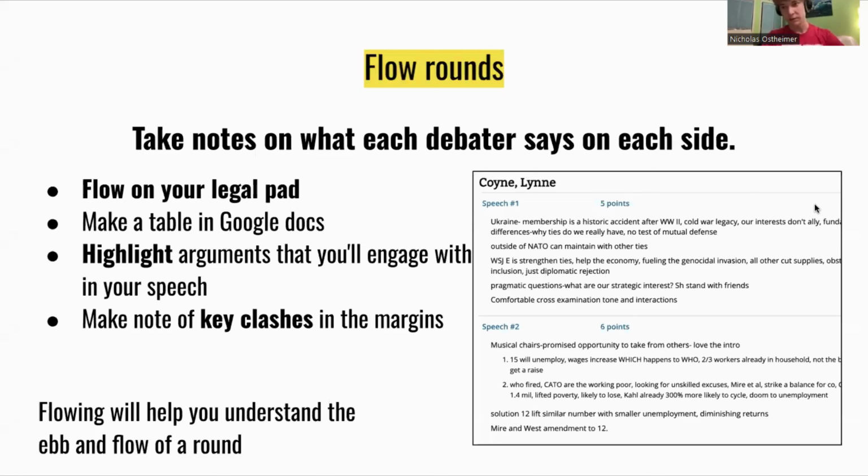So there are a few different ways to flow. Just the main point is that you want to keep track, think critically, make notes, and have record of what people say. Personally, I flow on my legal pad next to me with pen and paper. But you could also make a table in Google Docs. There are different things you could do. You can write in shorthand to make it quicker. You can highlight arguments that you think are especially important or that you plan to engage with in your speech. You can graph things to yourself or make note of important things like key clashes in the margins.